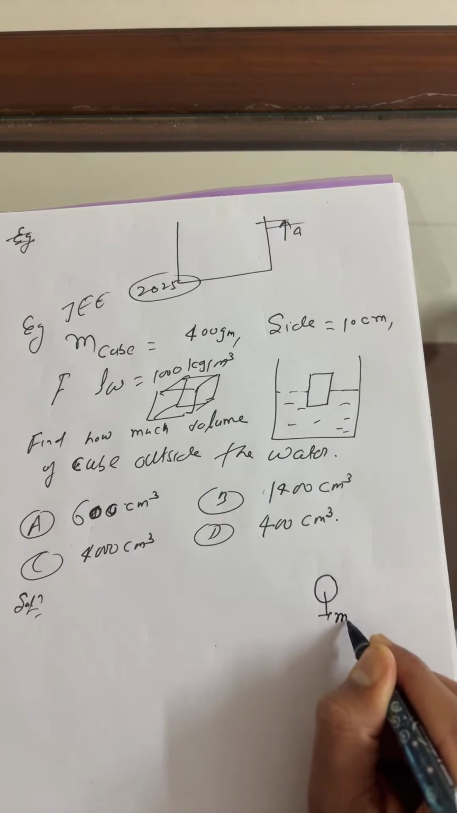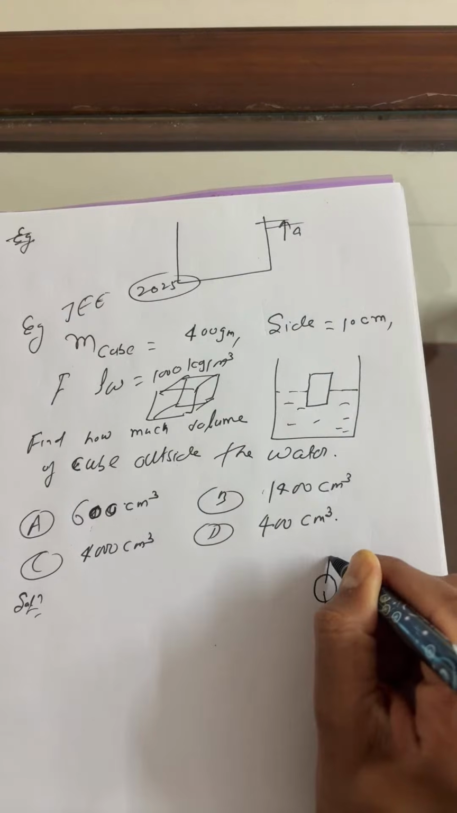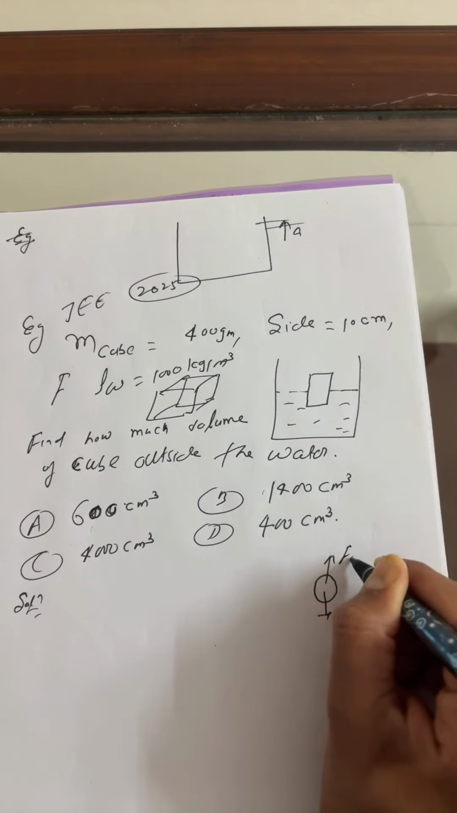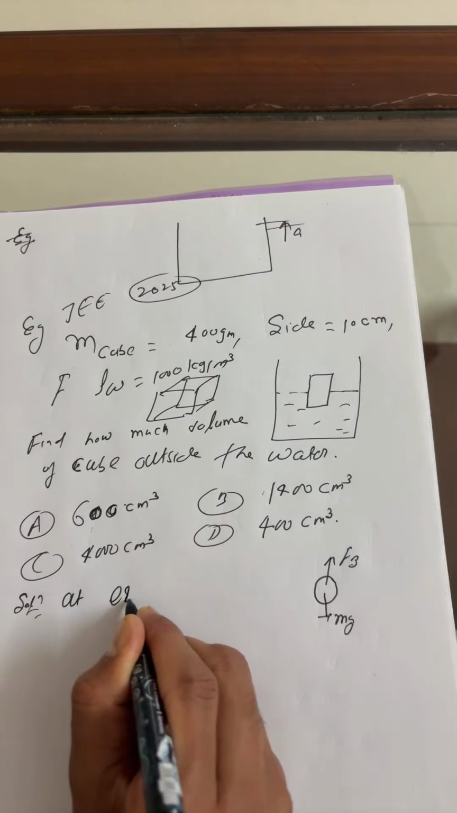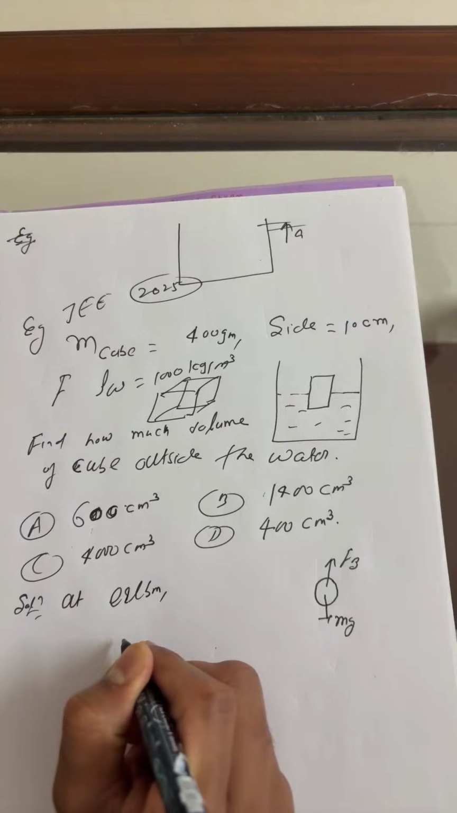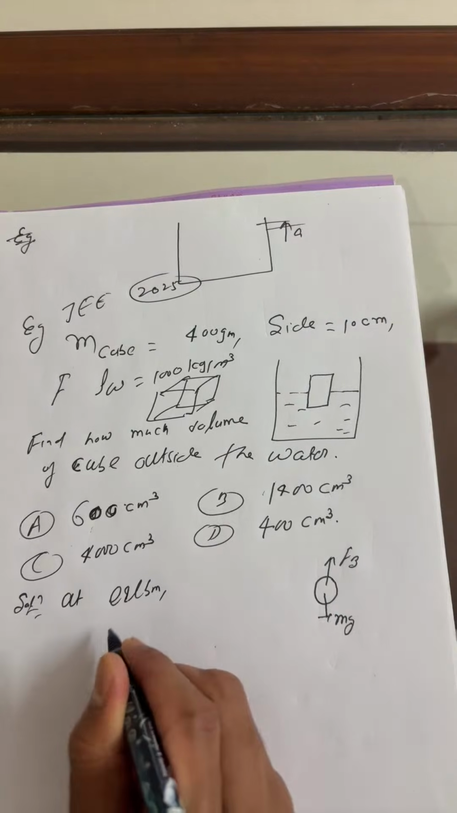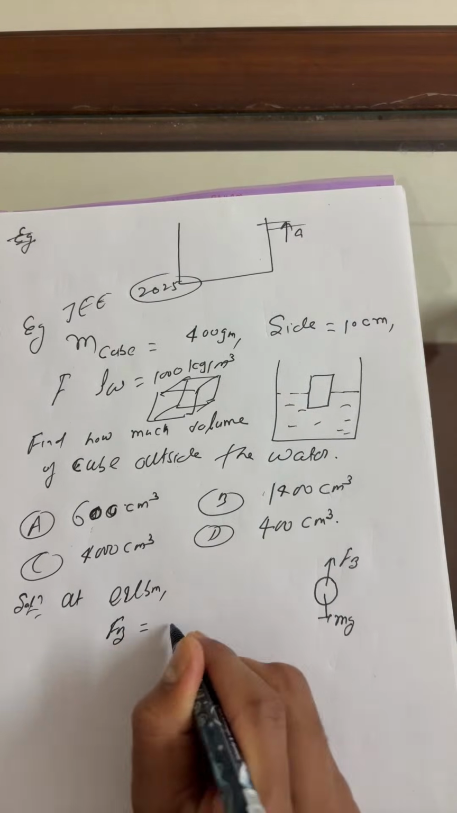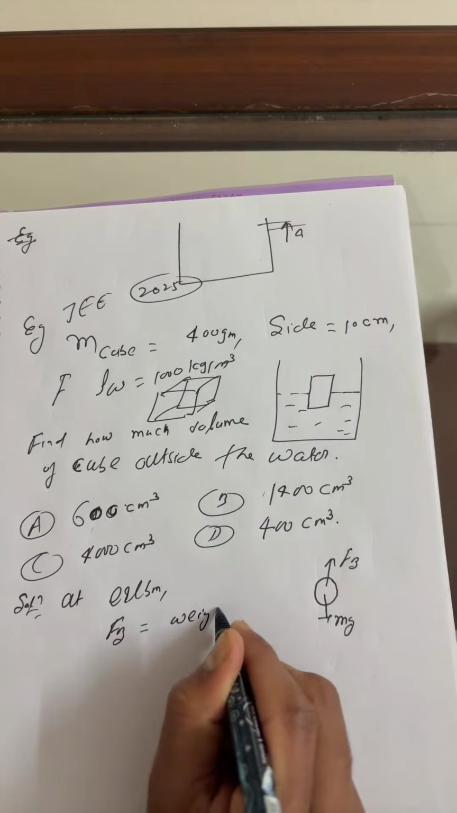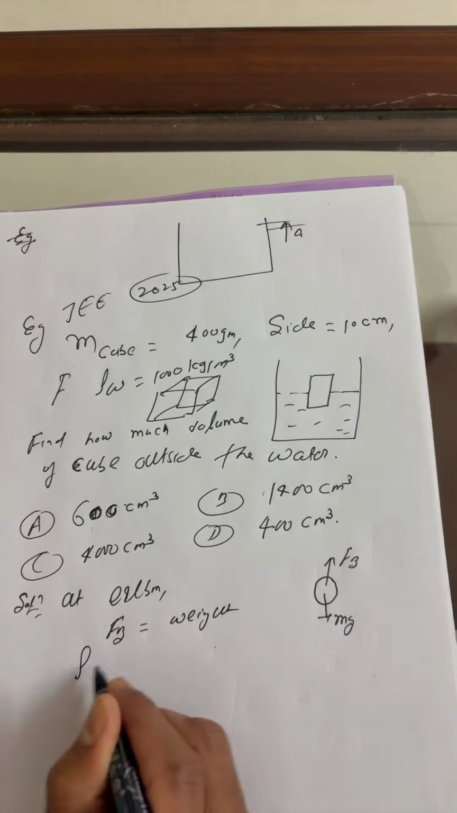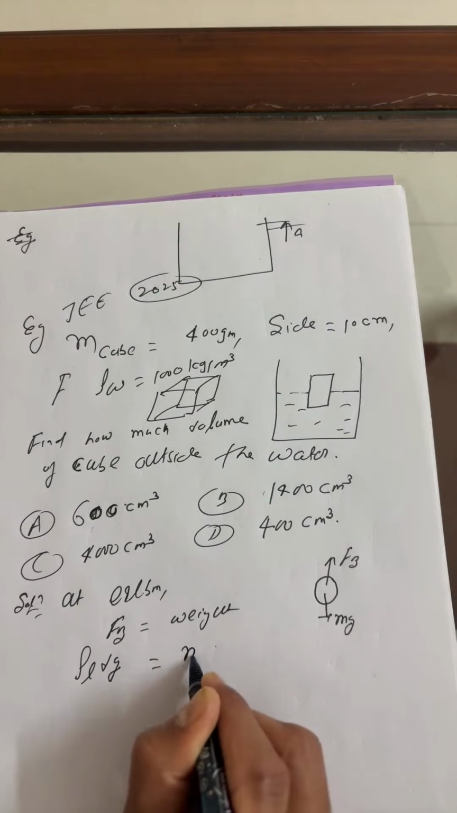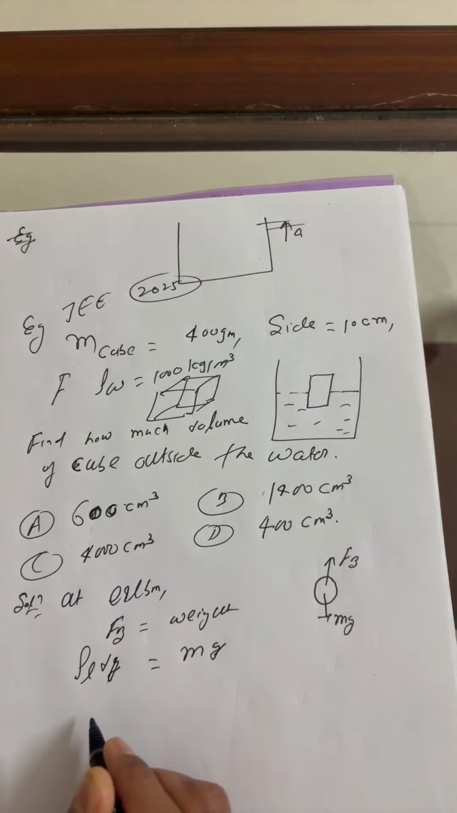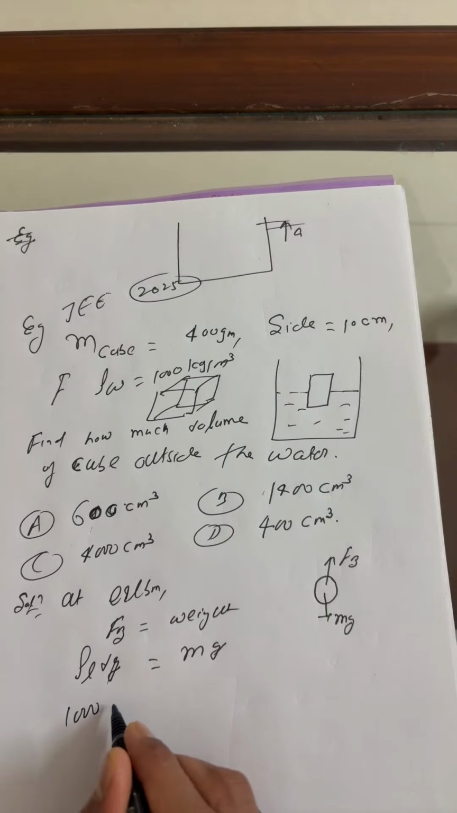You can say mg force. This is the buoyancy. You can write at equilibrium. At equilibrium, the buoyancy force is equal to the weight. Buoyancy force, you can say, density of liquid times V times g is equal to mg. So the density of liquid already mentioned here, that is water, 1000 kilogram per meter cube.